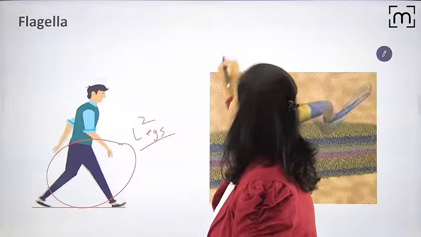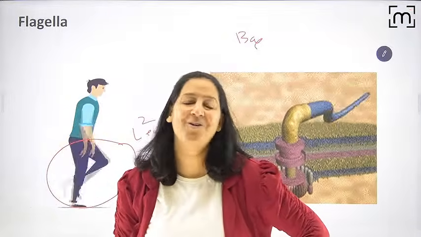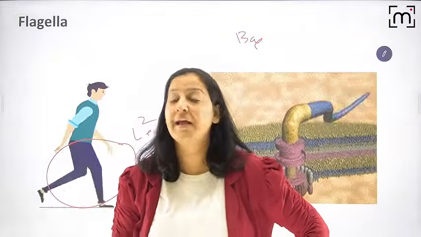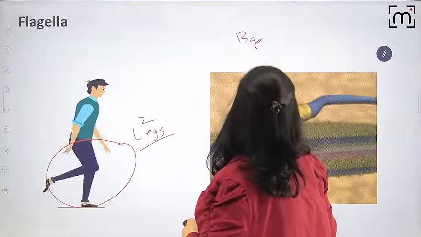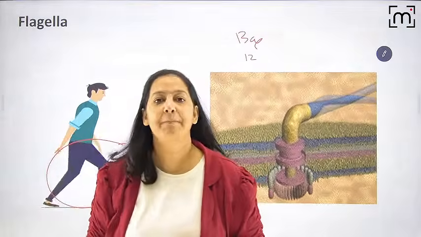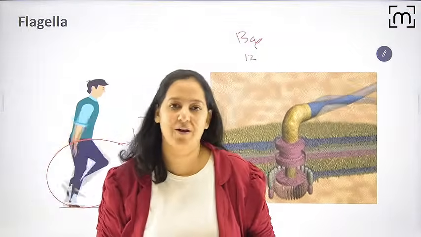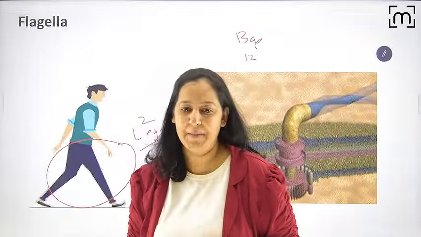My next question. Can bacteria walk? Not all. Not all bacteria are lucky like humans. Only 12 of them can walk. Because God has given legs to only 12 of them. The 12 lucky bacteria are motile. The remaining are non-motile. You are getting my point?